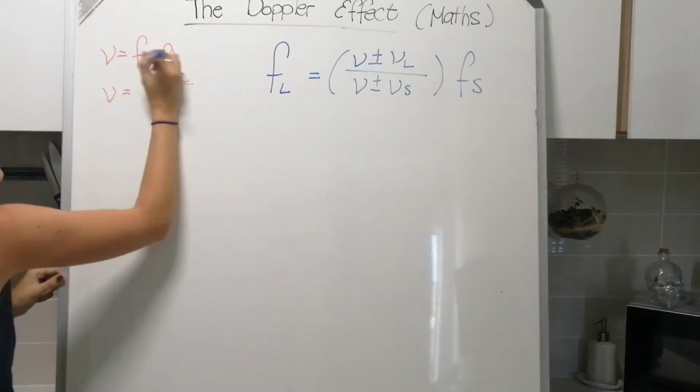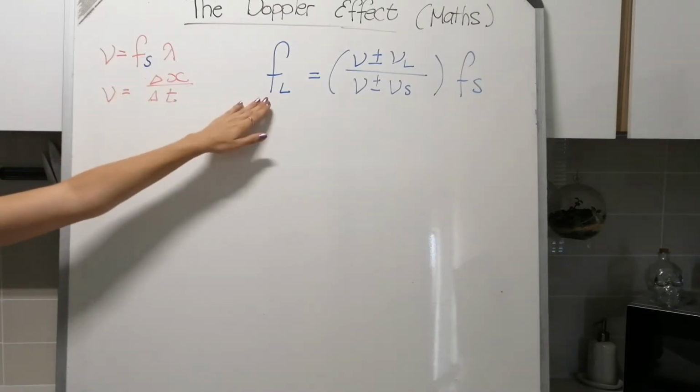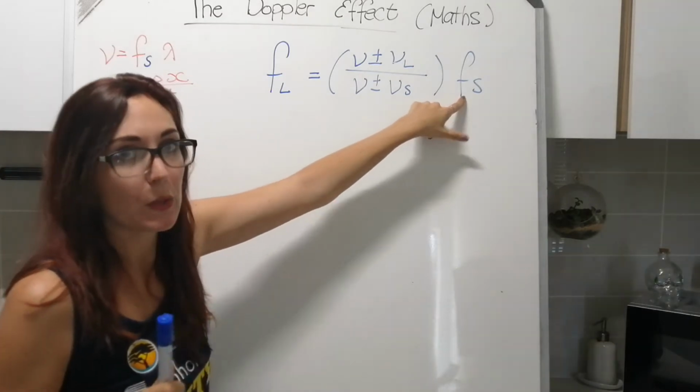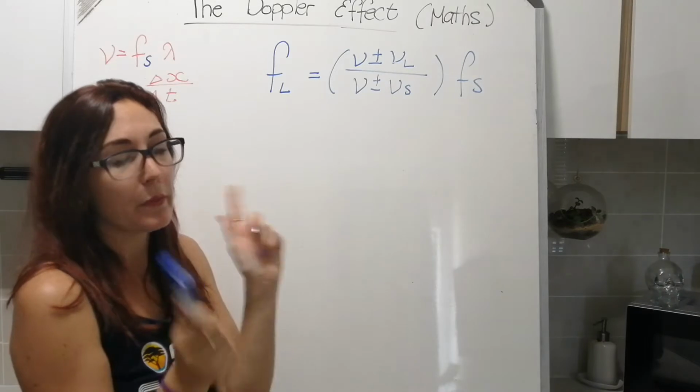I'm actually going to put that's Fs. That's the frequency of the source, not the frequency that the listener gets, unless the listener is experiencing the actual frequency, so he's passing by the object, or the object is passing by him, or they're both stationary.